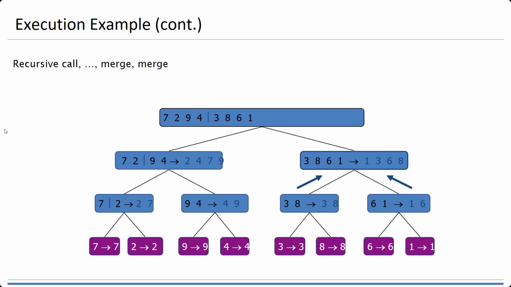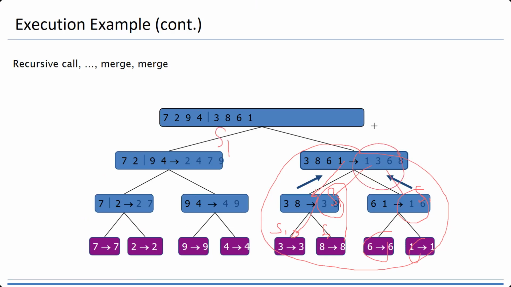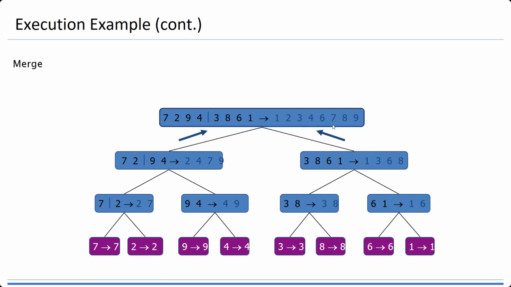So the same with the right section. We go into the leaf, and then we have S1, S2, and then merge. Now we have another S1, S2, and then merge. So this is the S1 and this is the S2 at this recursion. So we need to compare this one and this one. And then finally, we got this one: 1, 2, 3, 4, 6, 7, 8, 9. So after merging, we have this sequence.